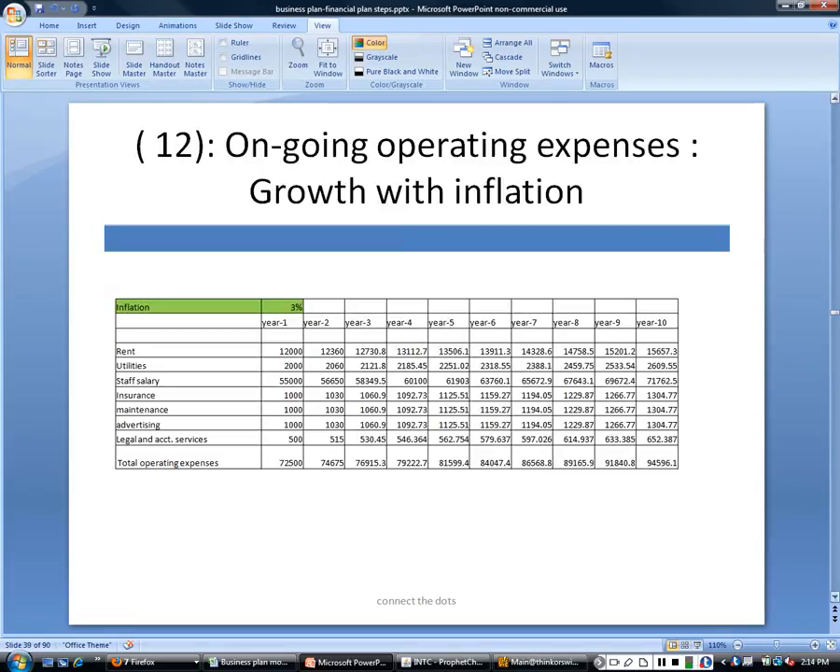Now, what about other costs that are going to be ongoing? You will need them to run the business. So for example, let's say you have rent, you have utilities, you have staff. Staff could be you. Let's say you're going to pay yourself a $55,000 salary, insurance for your business, any maintenance costs, ongoing advertising, any legal, accounting, or whatever they are. You list them, and that's your estimate per year of what it is going to be.